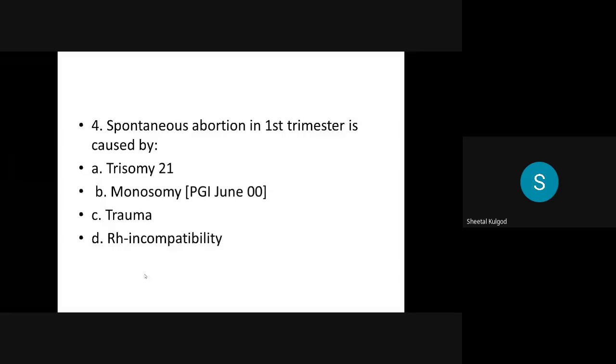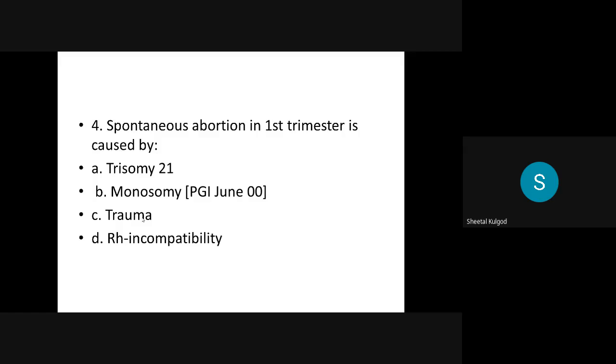Next, again, trisomy 21, monosomy, trauma, Rh incompatibility. Remember that it's a PGI question. In a PGI question, more than one option may be right. These are causes for spontaneous abortion in the first trimester. Trisomy 21 and monosomy are definitely the causes. Do you all agree with me? Both these answers are correct, is it not? Yes, ma'am. Because they are chromosomal abnormalities.